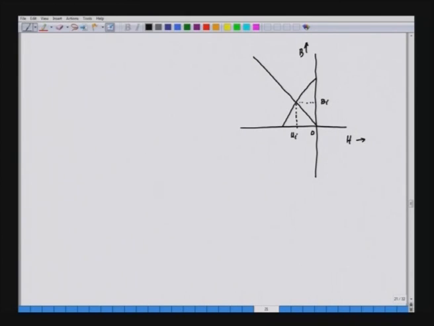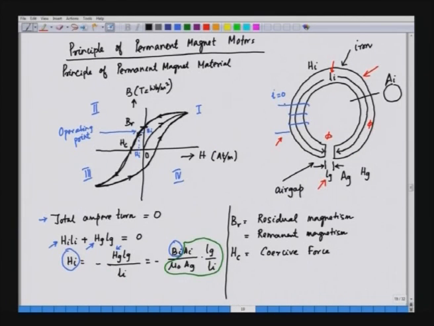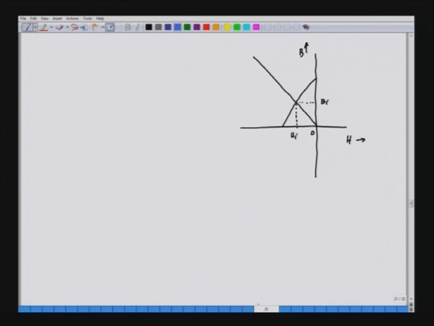Now, suppose we increase the value of current here. We have a winding in this case, and in the winding we can pass some current. When the current becomes positive, Hi was negative, Hi will gradually increase. If Hi increases by increasing this current, the original curve is not traced. This will trace a different curve. It will come somewhere here. Again if you decrease the current, it will come somewhere here.